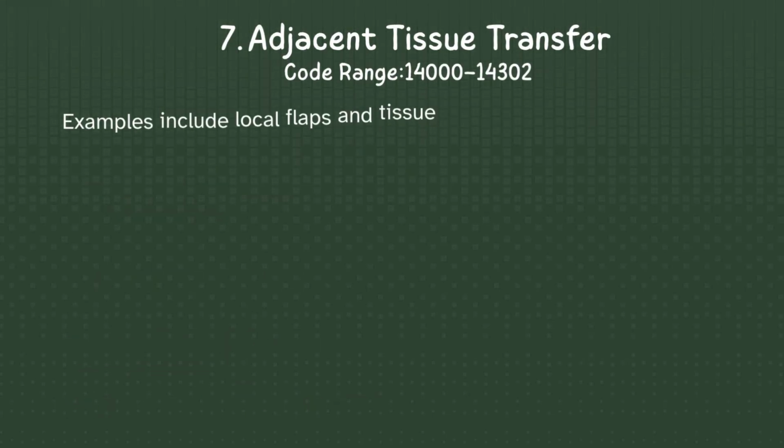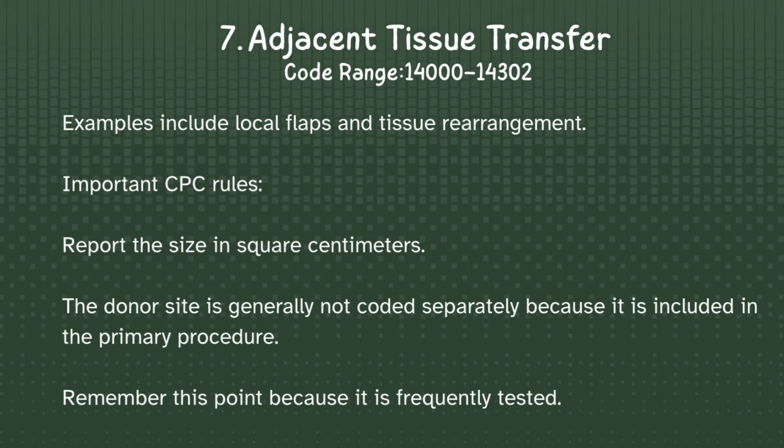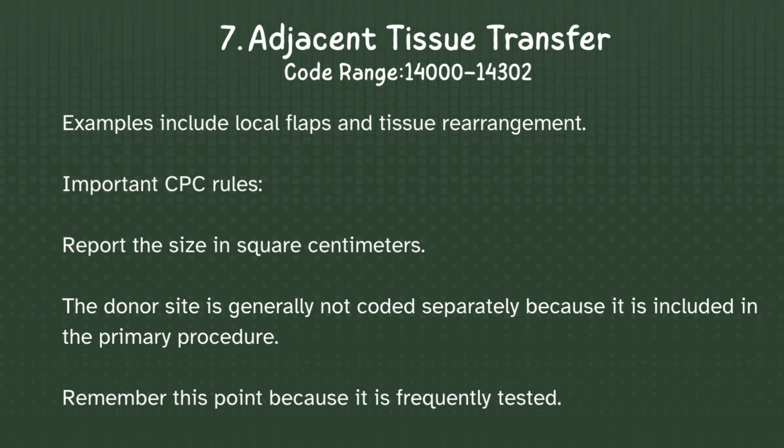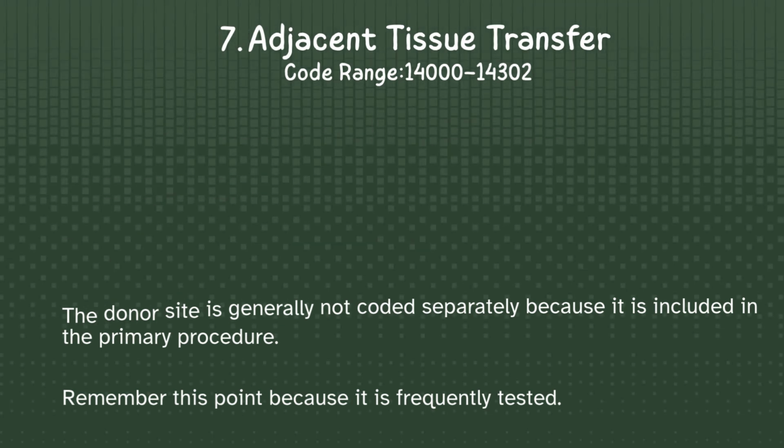Adjacent tissue transfer involves moving nearby tissue to close a surgical defect. Important CPC rules: report the size in square centimeters. The donor site is generally not coded separately because it is included in the primary procedure. Remember this point because it is frequently tested.